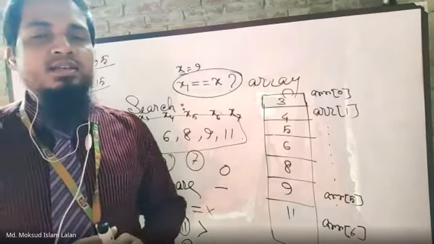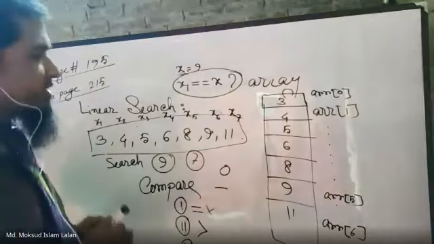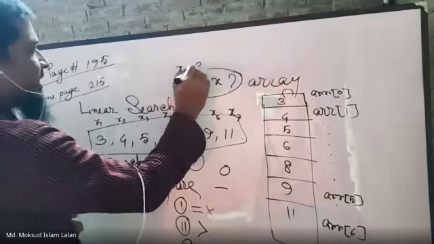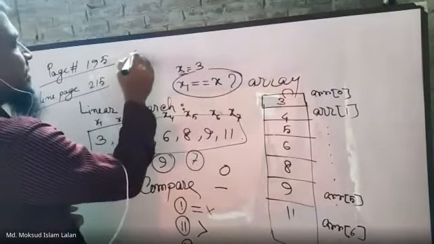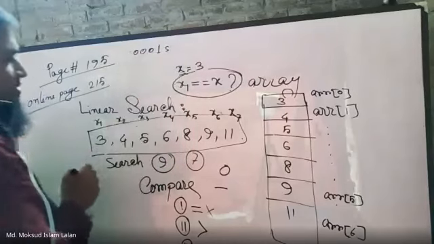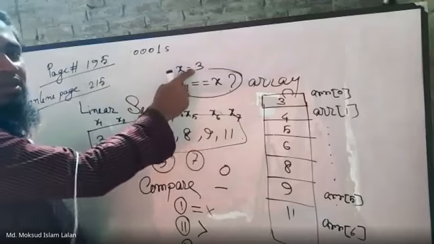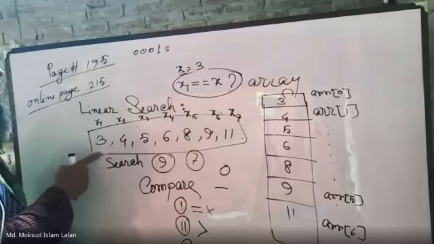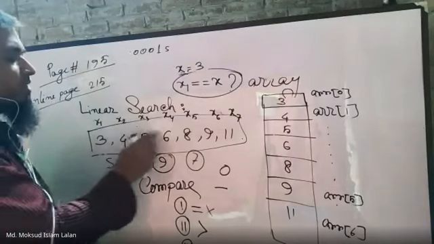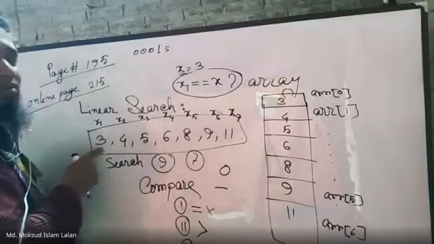Do you understand, dear student? Yes, sir. So if you search 3, its execution time may be 0.0000 seconds, because it's only the execution time, no need to check. The compiler will never compare further, because we have already found 3, right?